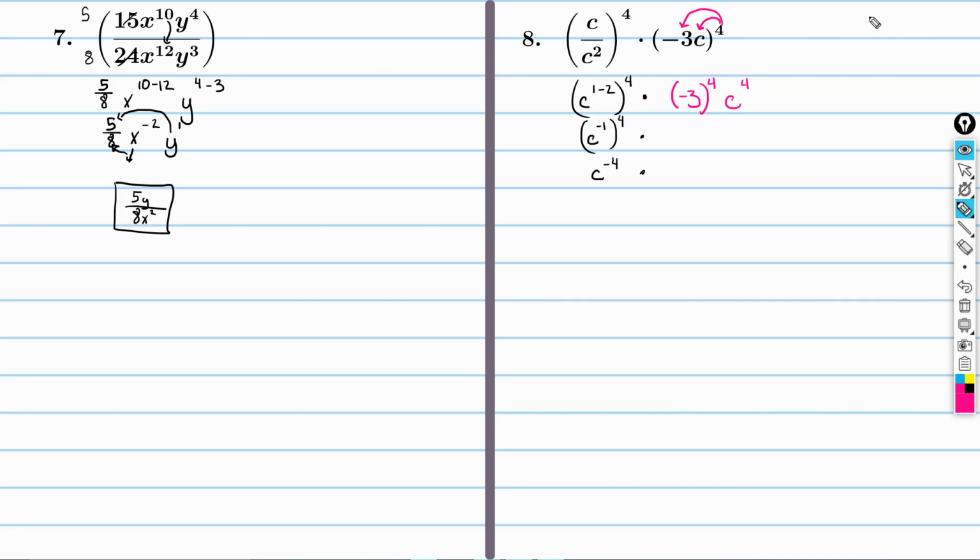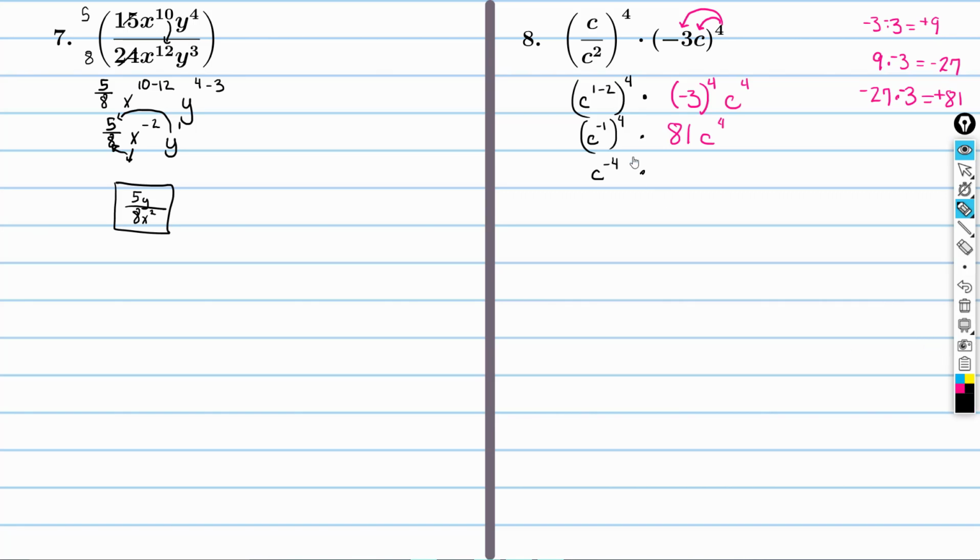So if I take that negative 3 times negative 3, that gives me a positive 9. So I'm going to take that 9 times the negative 3. That gives me a negative 27. I take that negative 27 times negative 3 gives me a positive 81. So that's 81 c to the 4th.